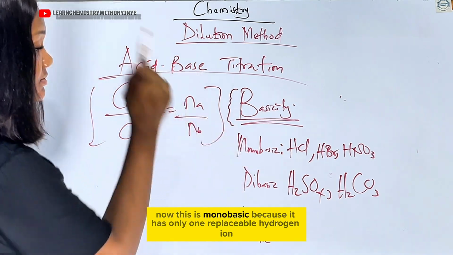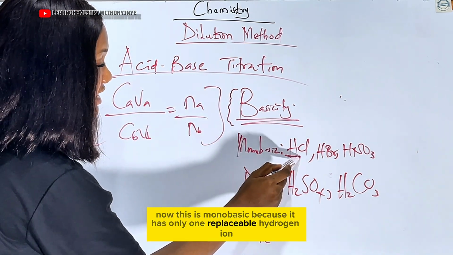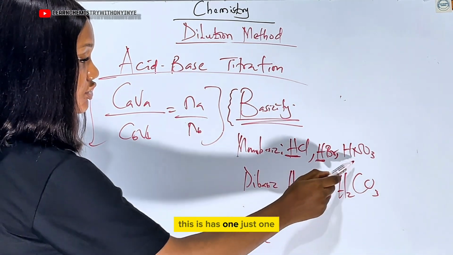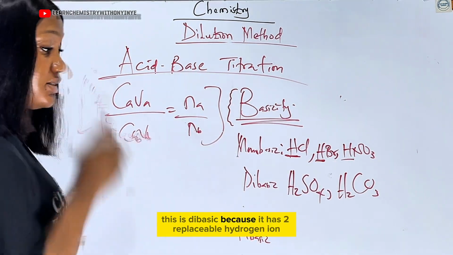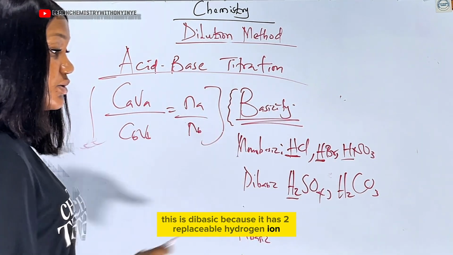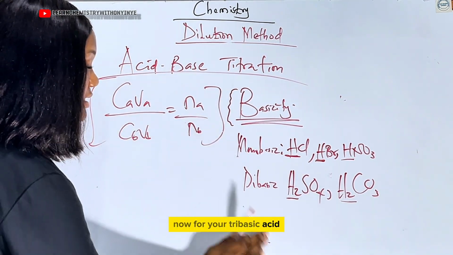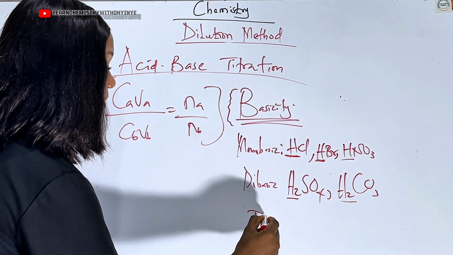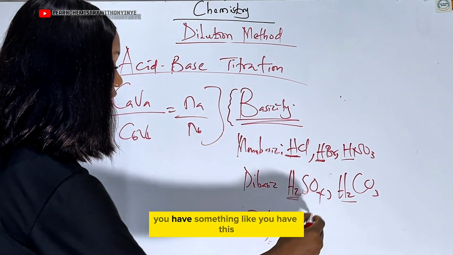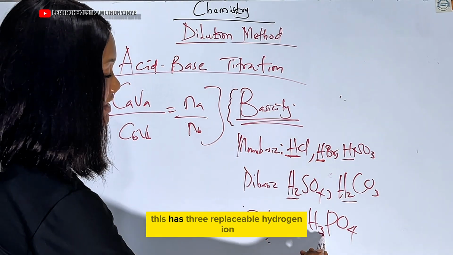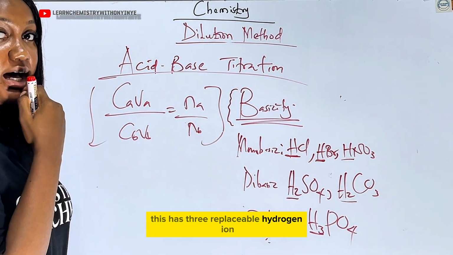Now this is monobasic because it has only one replaceable hydrogen ion. This has one, just one. This is dibasic because it has two replaceable hydrogen ions. Two replaceable hydrogen ions. Now for your tribasic acid, you have something like this. This has three replaceable hydrogen ions.